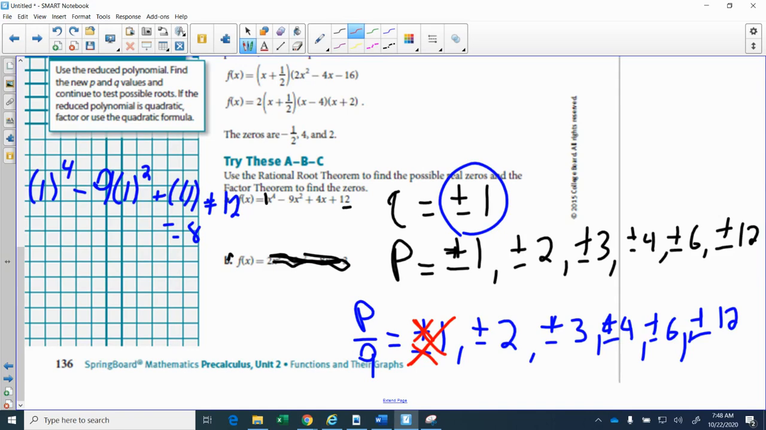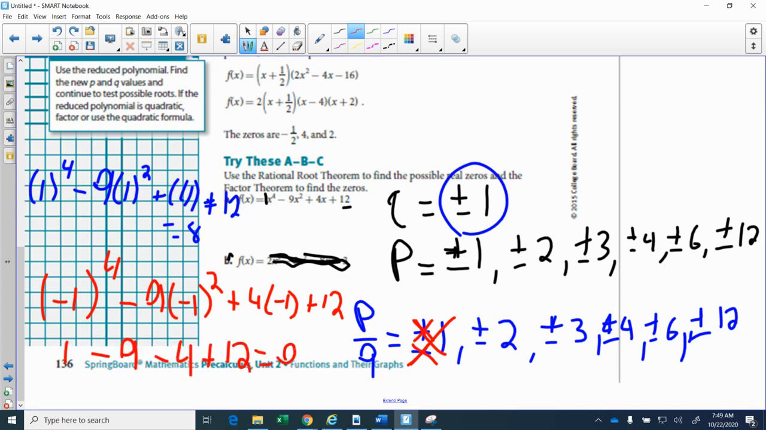So the next one we're going to test is negative 1. Well, if I plug negative 1 in, we would get negative 1 to the power of 4 minus 9 times negative 1 squared plus 4 times negative 1 plus 12. If I simplify that, that would just be 1 minus 9 minus 4 plus 12, which actually does come out to be 0. So one of your zeros has to be negative 1.